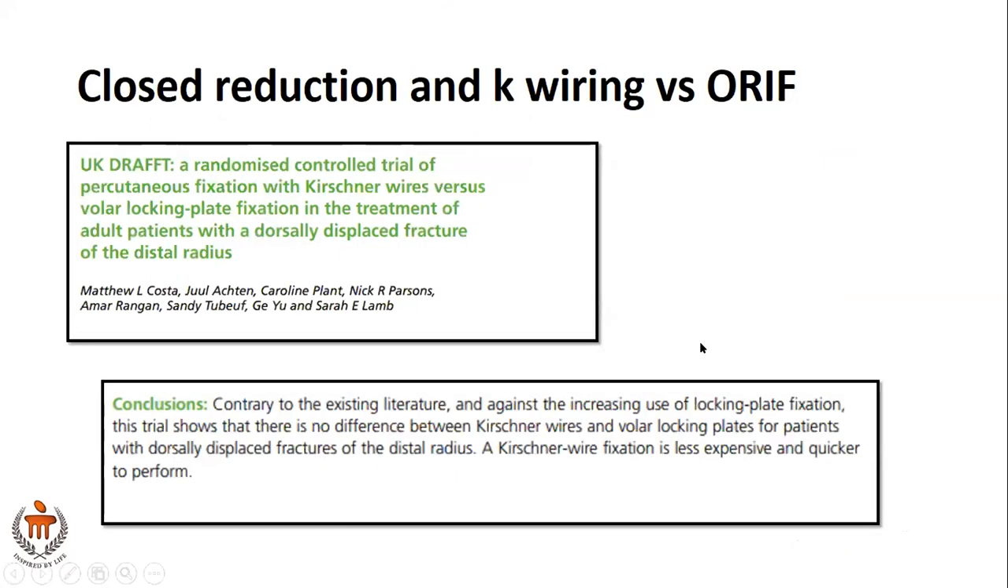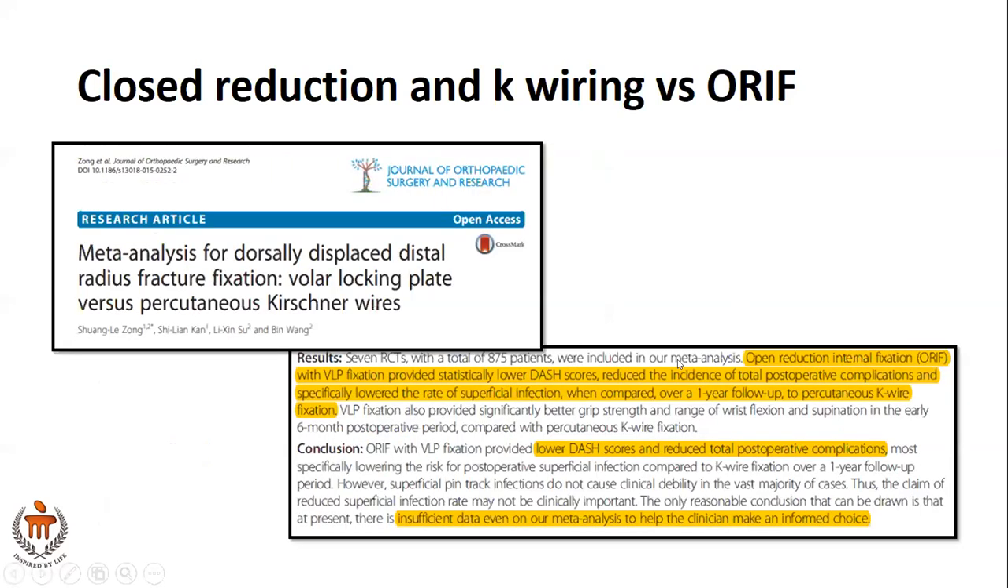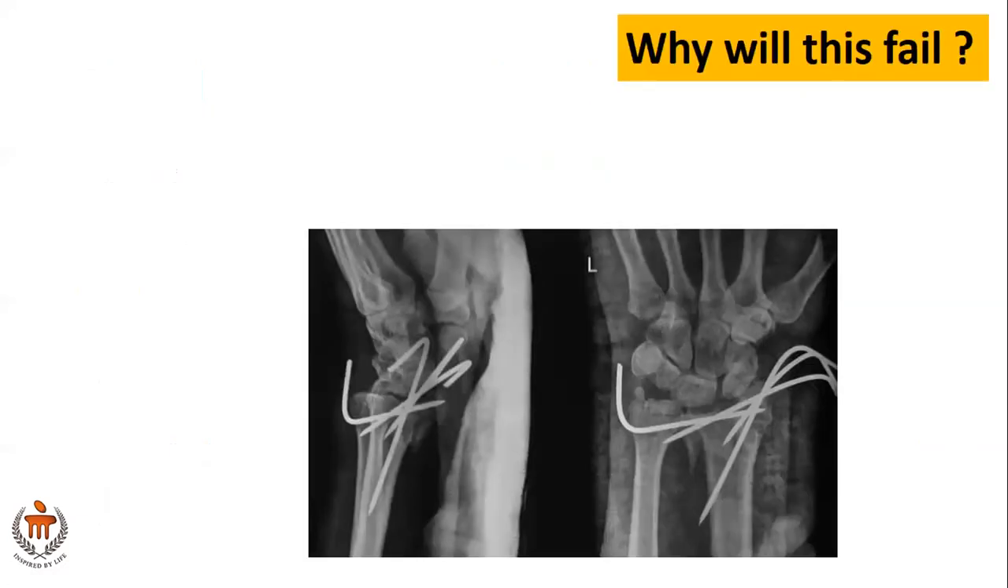So again, if you look at the evidence itself, the very famous DRAFFT trial said there's absolutely no difference between K-wires and plates. But then of course, if you look carefully at the trial itself, there are a lot of flaws in the trial as to the type of recruitment, who did the surgery, and so many other things. So you can't really take this as the final word on K-wires. And there's another meta-analysis, which again shows that there's not much data to show that one is better than the other. Each has its own role. Even now, K-wires and plates probably have their own roles in certain types of fractures.